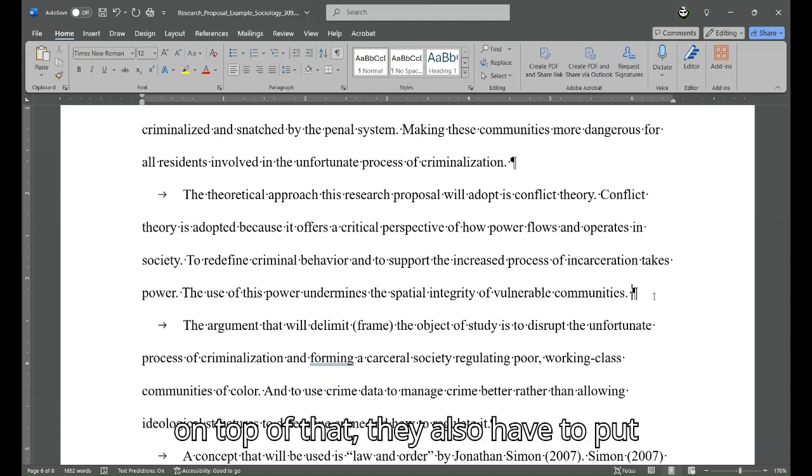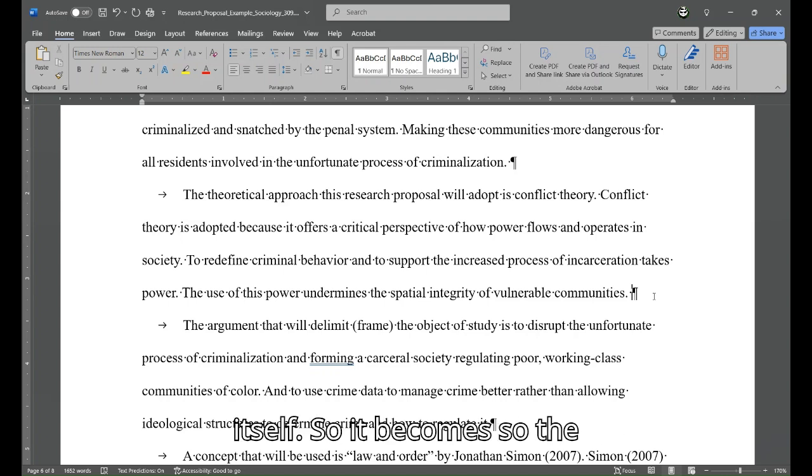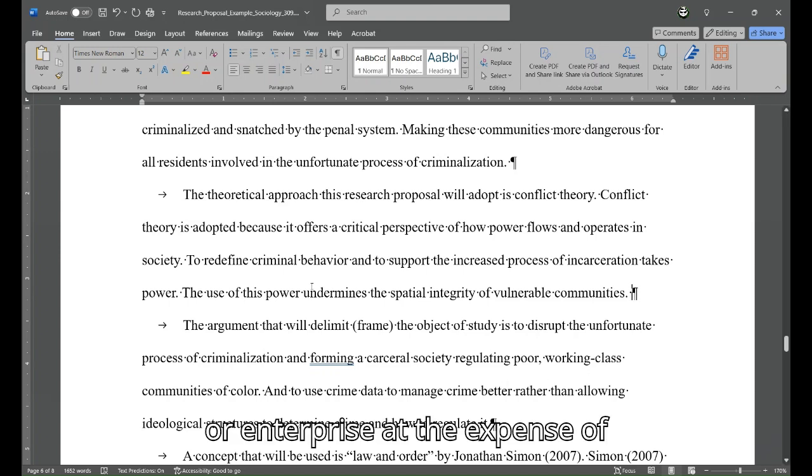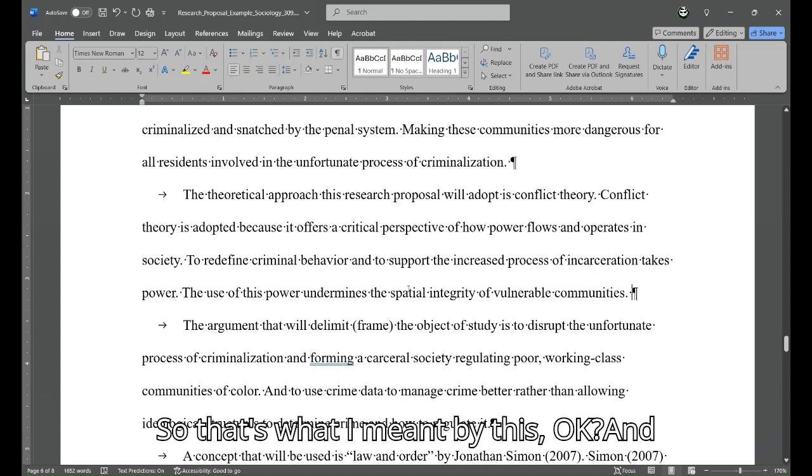And then on top of that, they also have to put money in their books so they're able to buy items at the commissary inside the prison itself. So the prison becomes a money making endeavor or enterprise at the expense of economically struggling communities. So that's what I meant by this.